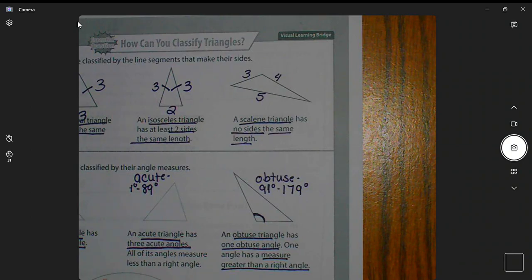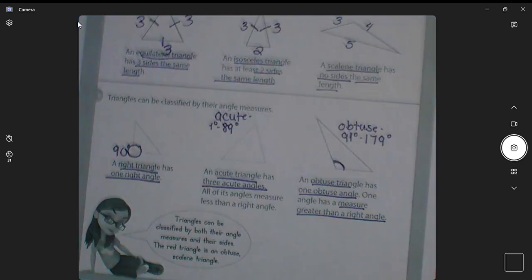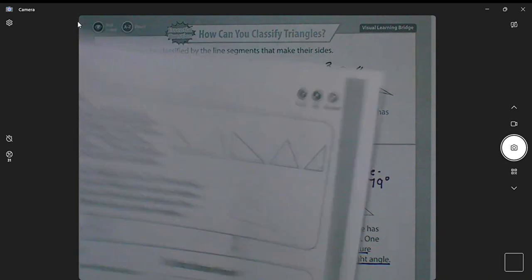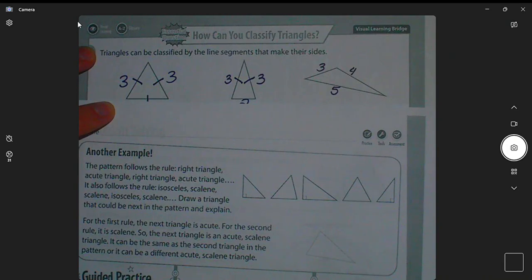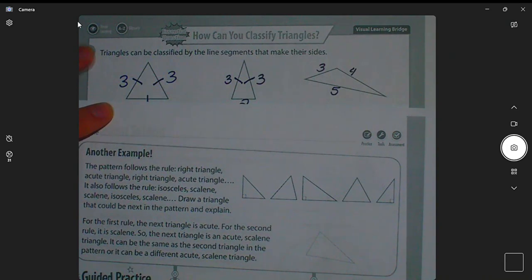Let's look at some examples. Now that we know what these triangles look like, we're going to keep our notes on this page. We're going to classify by its sides and then by its angles. So every triangle has two names, because I can classify by its sides and by its angles.